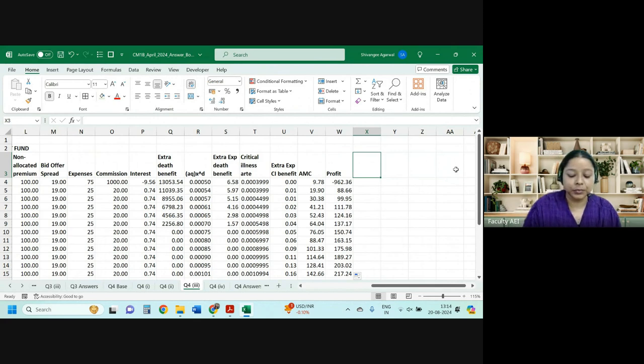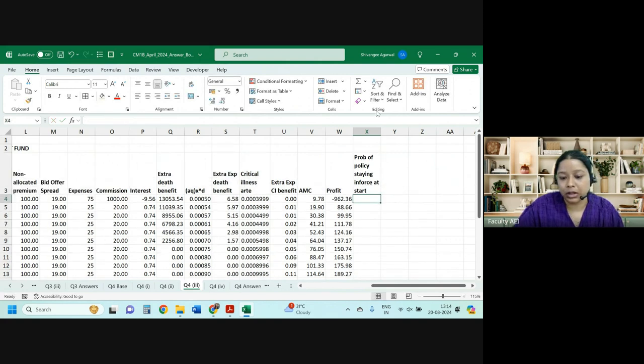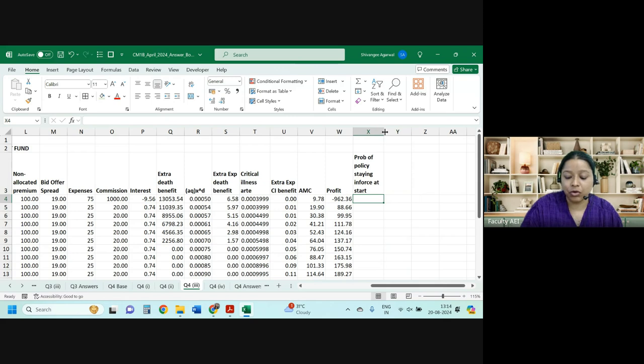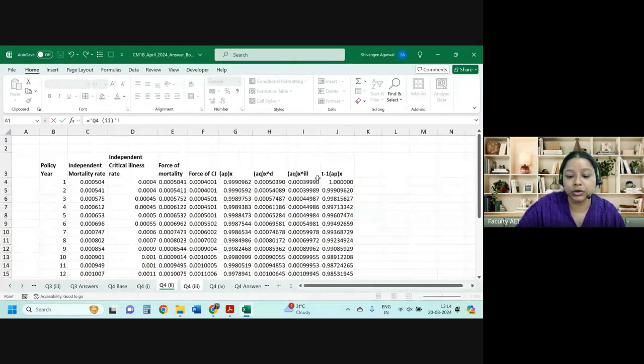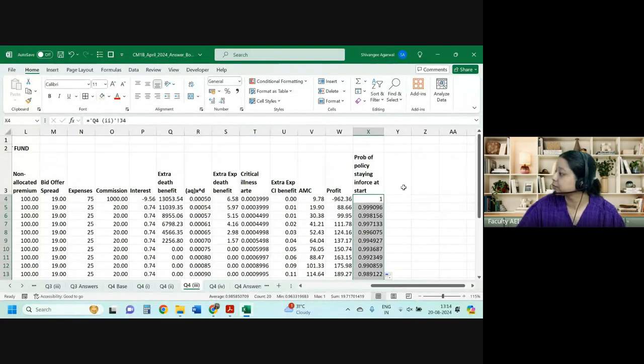So, probability of policy staying in force at the start, which you all calculate. You can just straight away link it, because we have already calculated it over here. So you can just link it to this and drag.